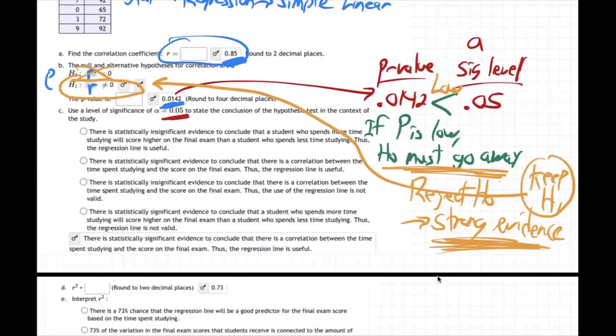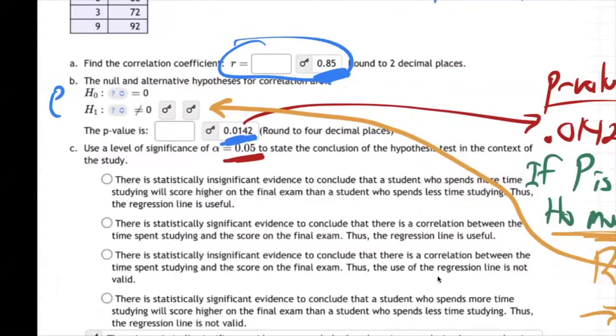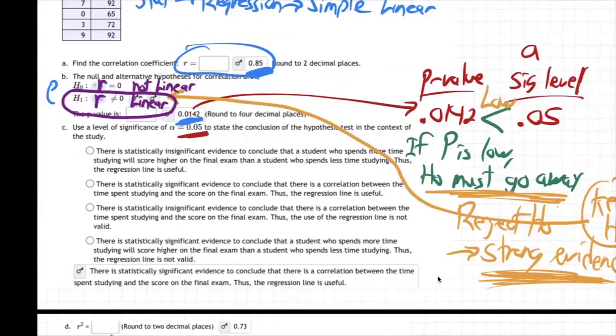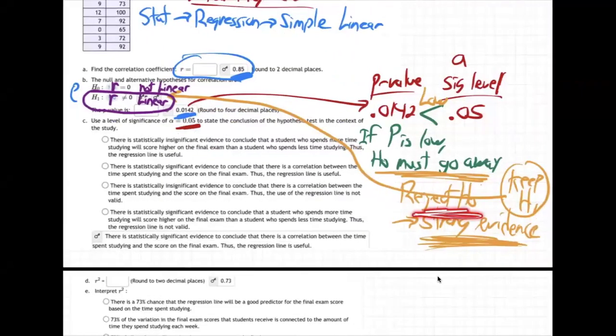Now, in particular, what this means is, let me come back here to be clear, if R equals 0, that means not linear. If R is not 0, that means linear. So we're going with H1, right? We rejected HO, rejected HO, keeping H1, strong evidence. That takes us back. We believe R is not equal to 0, which means it's linear.